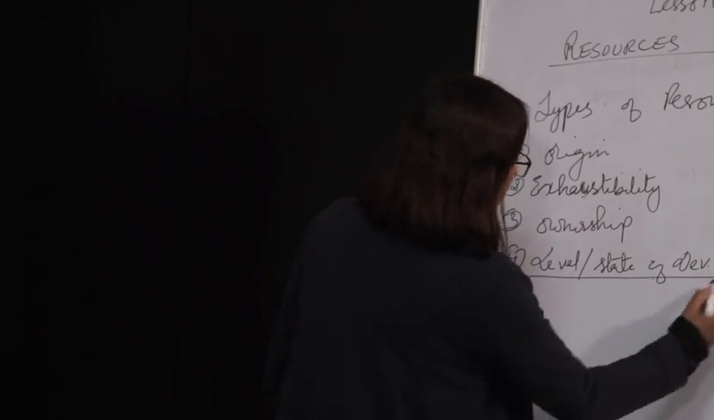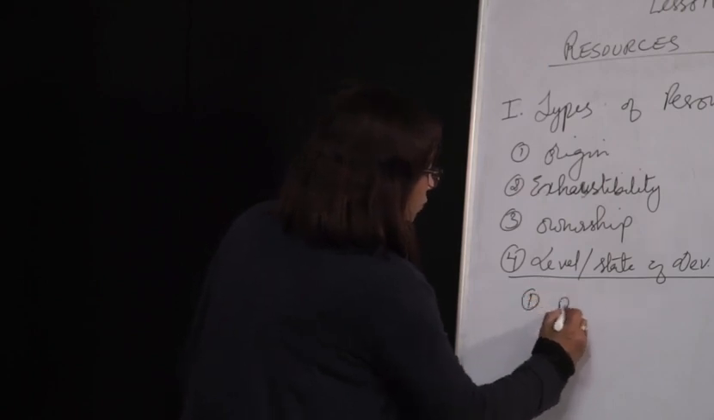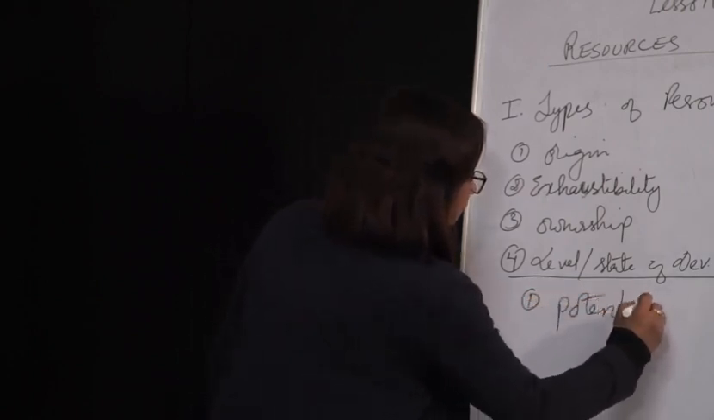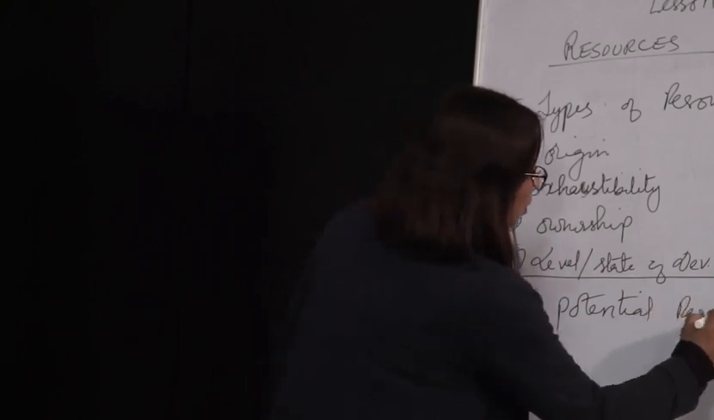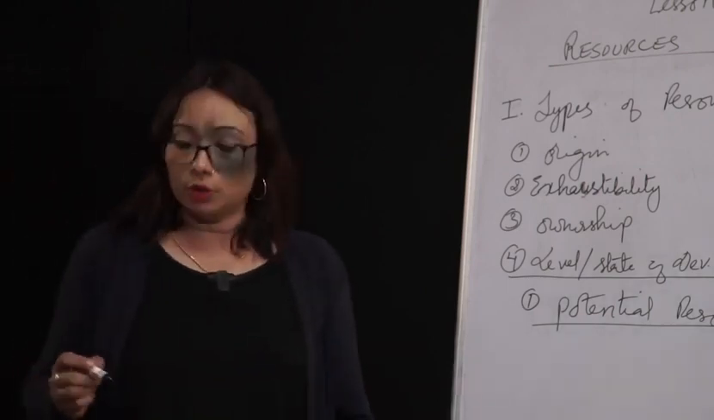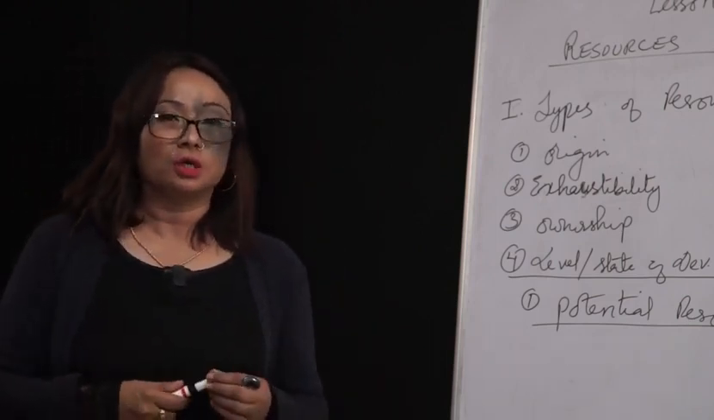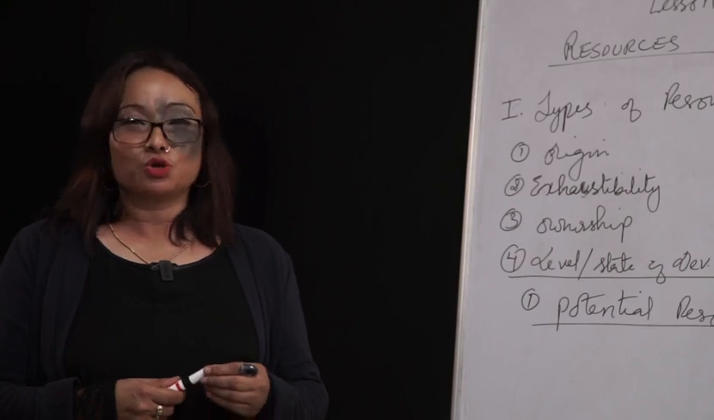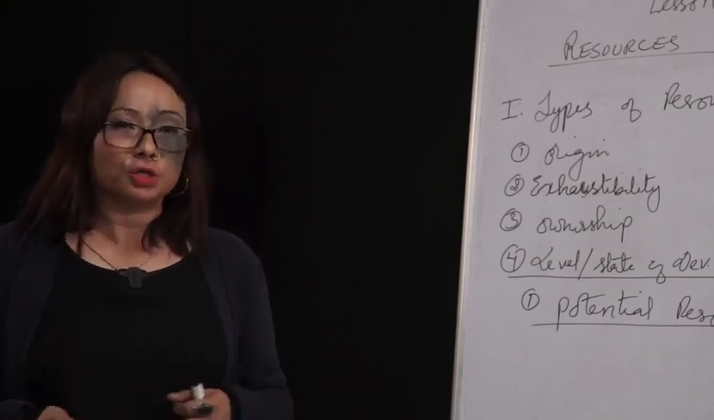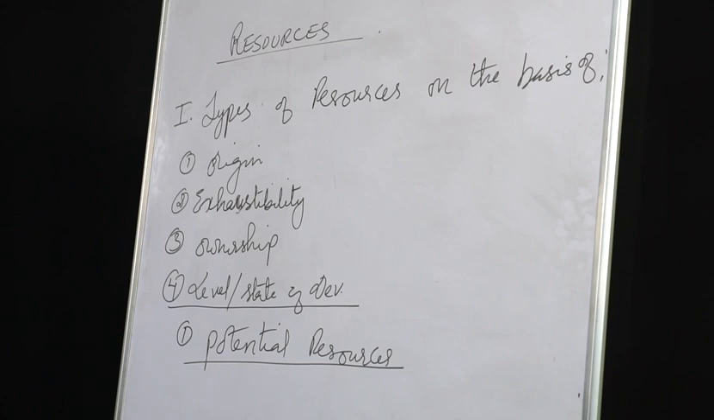Today's topic, we start from here: level of state of development. On the basis of level of state of development, we first have potential resources. Potential means, when do we say that we have potential? Sometimes a teacher tells you, you have potential, but you are not working to your full potential. You can do well, but you are not doing well. Why? You are not putting in your 100% potential. That word should ring that bell. Potential means there is scope. The resources are there, but these resources have not been used.